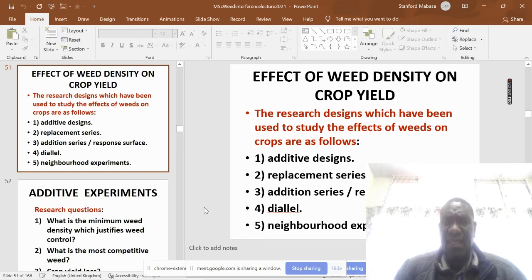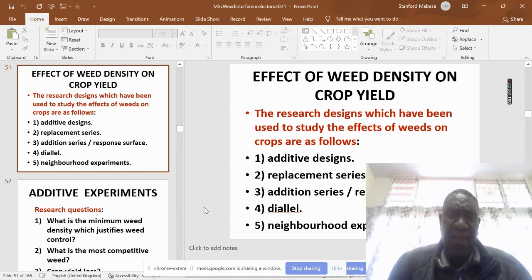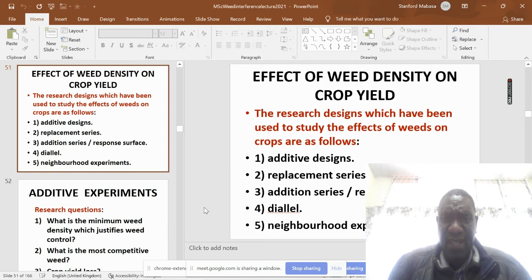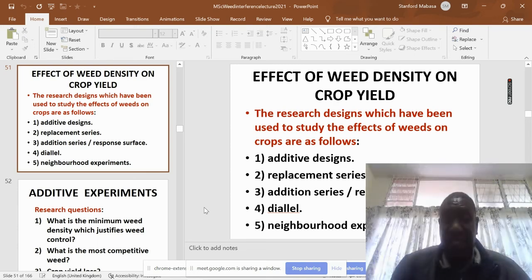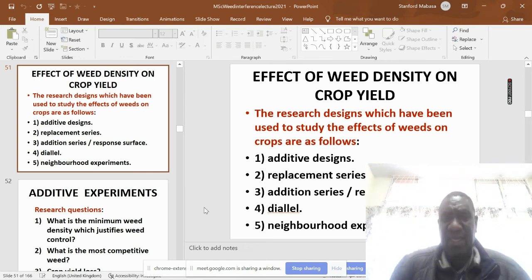So the research designs which have been used to study the effects of weeds on crops are as follows. Number one, we've got the additive designs. Number two, the replacement series. And number three, the addition series or response surface. Then number four, we've got the dialer design. And number five, we've got the neighborhood experiments.